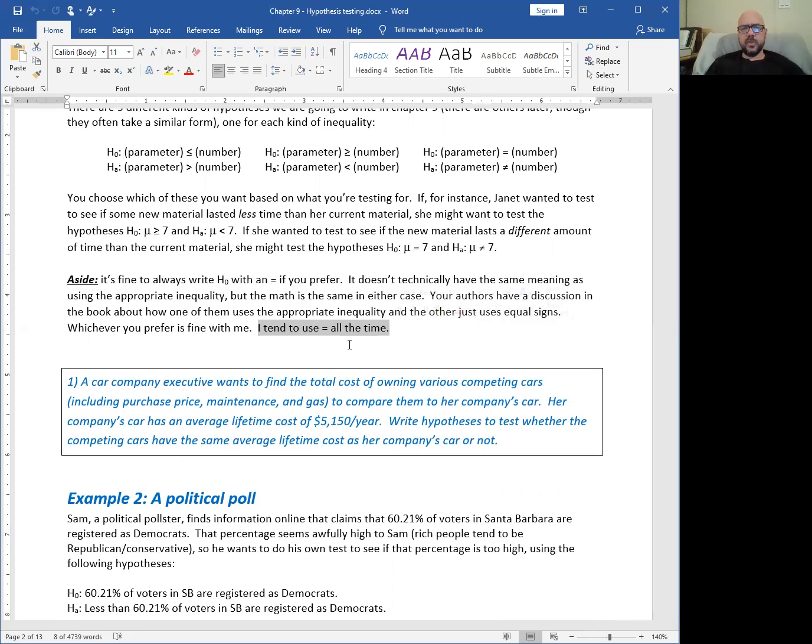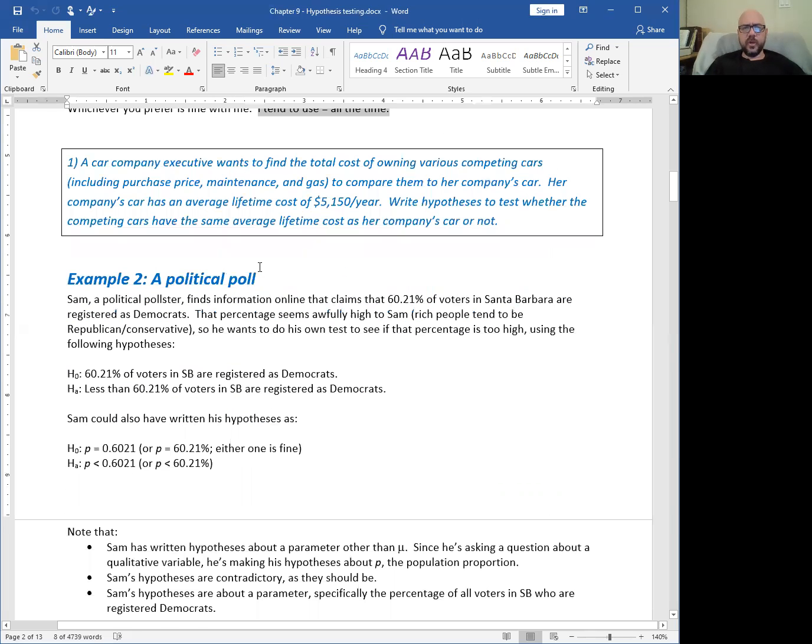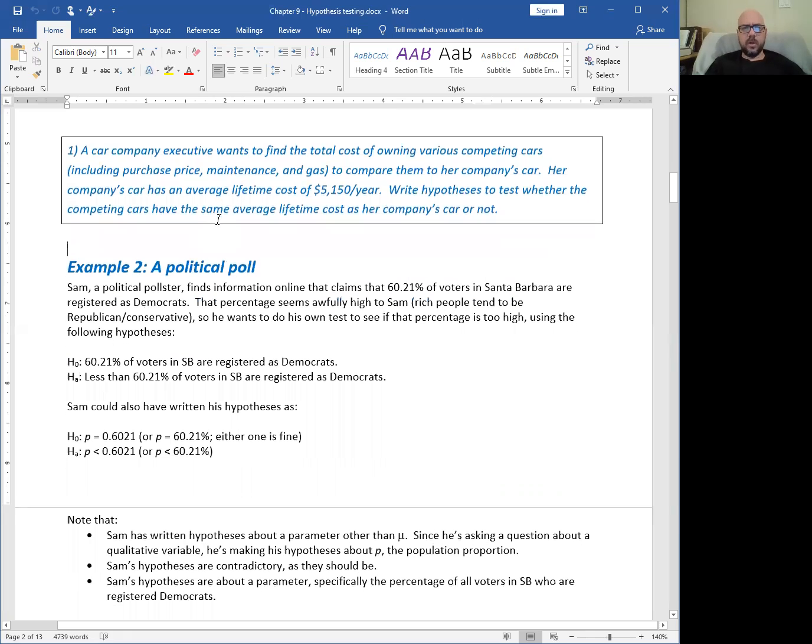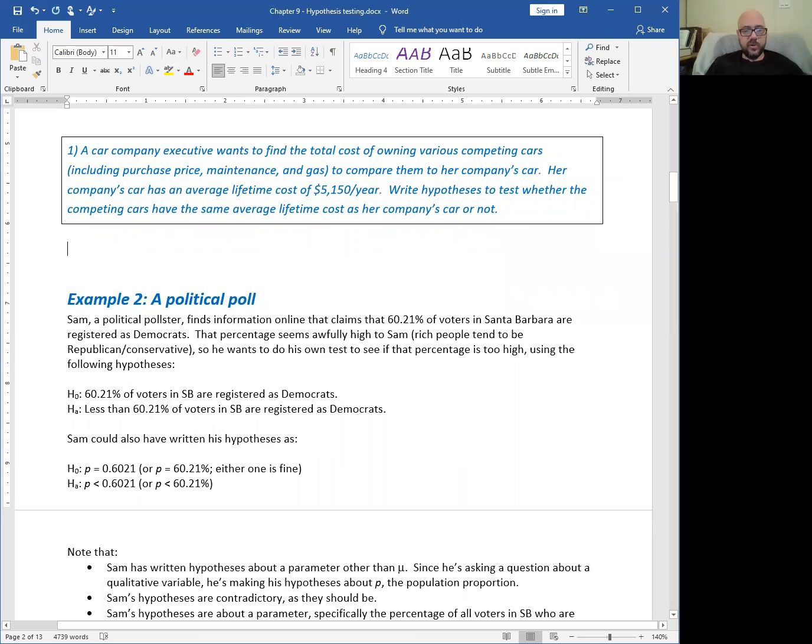Okay, so let's do a quick example. A car company executive wants to find the total cost of owning various competing cars, including purchase price, maintenance, and gas, to compare them to her company's car. Now, she knows what her company's car costs. Her company's car has an average lifetime cost of this per year. I want to write hypotheses to test whether the competing cars have the same average lifetime cost as her company's car or not. So I'm going to do it like this.